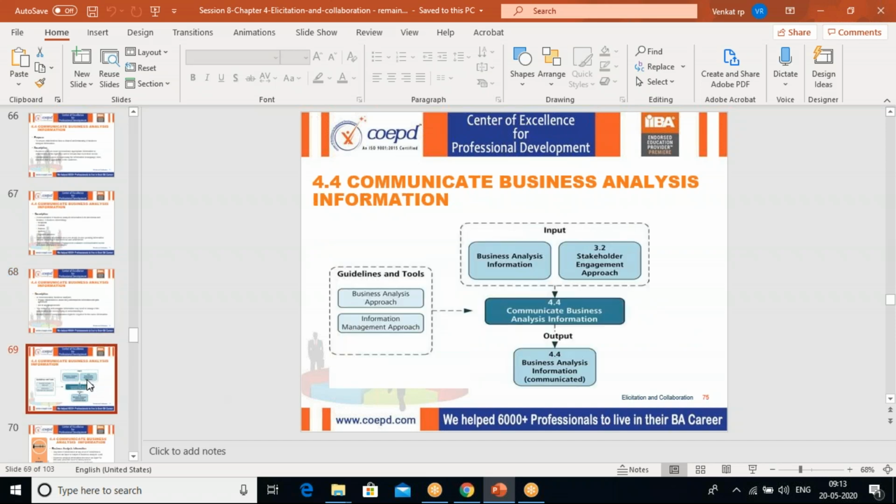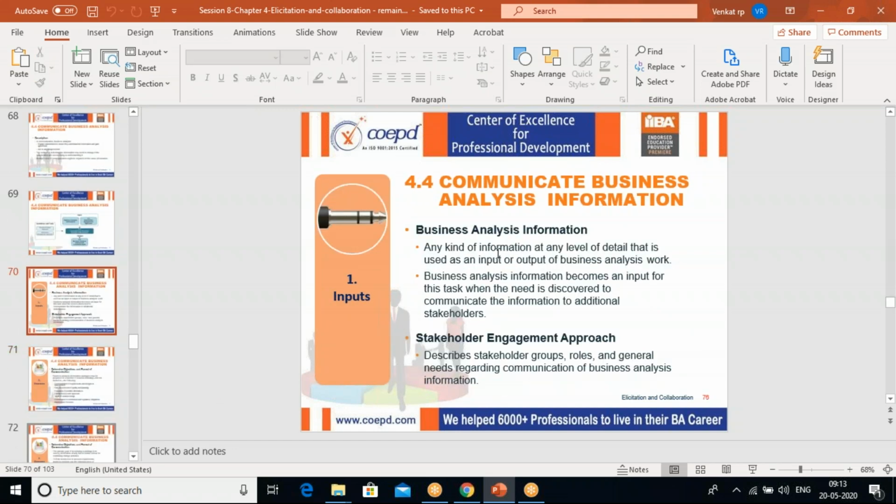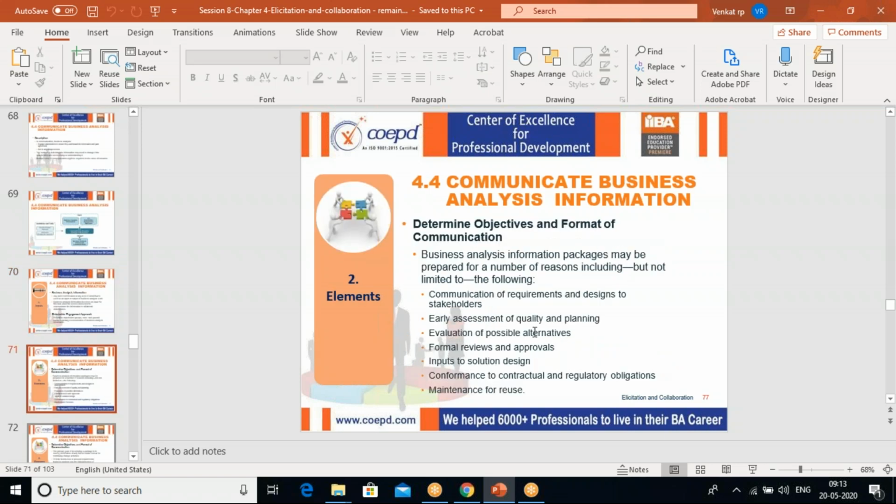Okay, next. The inputs, we already know about them: business analysis information and the stakeholder engagement plan. Once we start working with this case study, you will easily understand this part. The first element here is to determine objectives and format of communication. As I've been saying, we have to understand what we are going to communicate. This we call business analysis information packages.